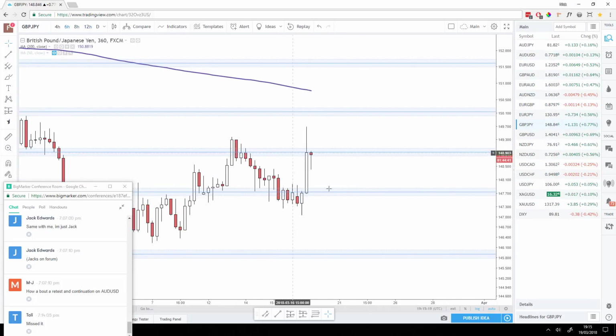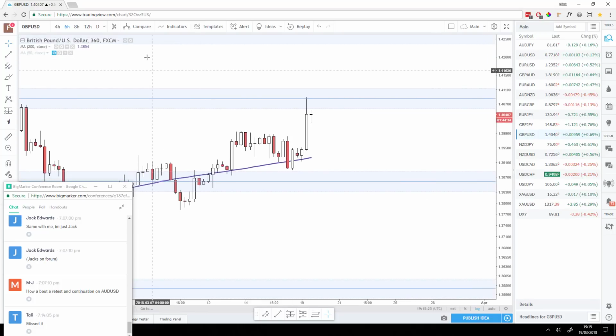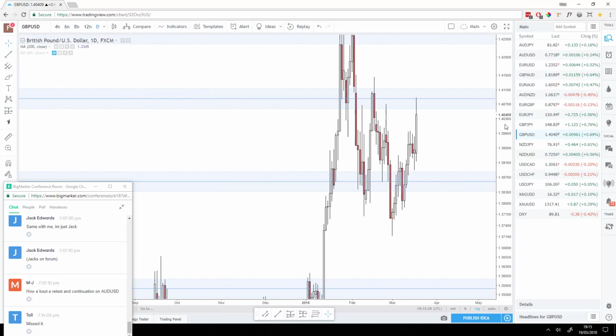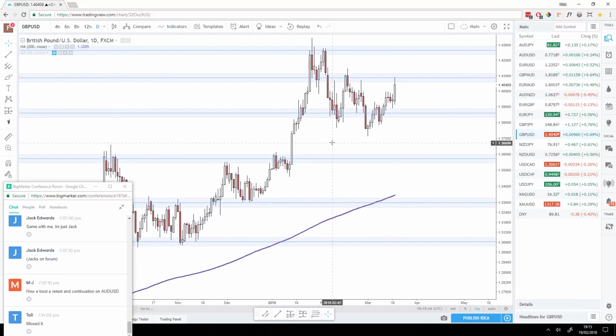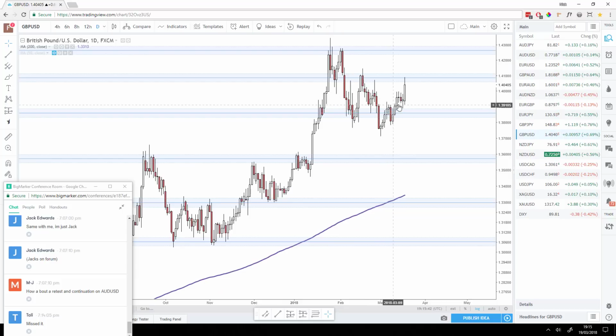Strong move up, hit resistance, stalling, but indecision is too big. Going to be difficult to get any tradable setup there. GBP USD has pushed up to a resistance area. Now, GBP USD is appearing to be in the beginnings of a downtrend, but overall, you would still say it's trending up.